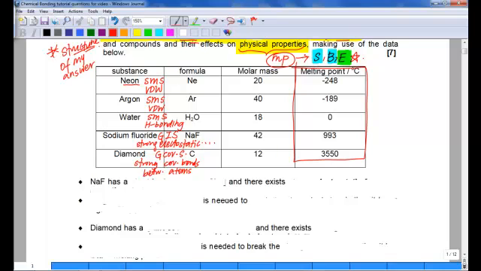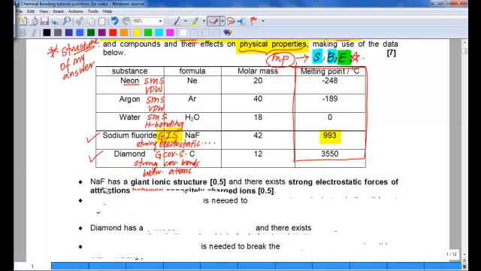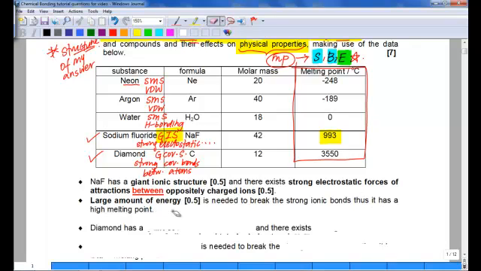You notice that diamond and sodium fluoride is in its own league. One is giant ionic structure. Definitely you have a very high melting point. So straight away, in its own league, very easy to talk about it. Just mention giant ionic structure exists strong electrostatic forces of attraction between the oppositely charged ions. How to link to melting point? Of course, again, you need to have large amount of energy needed to break the strong ionic bonds, and hence it has a high melting point.